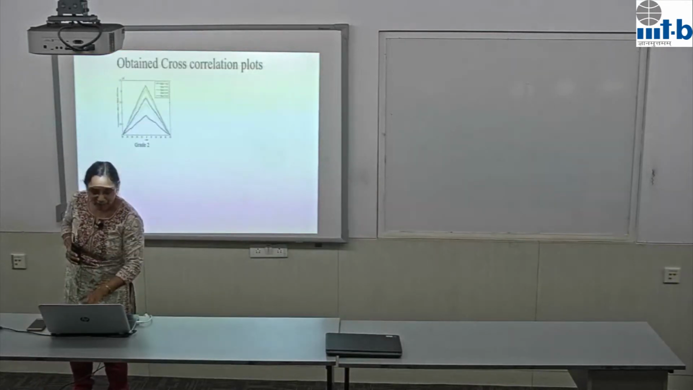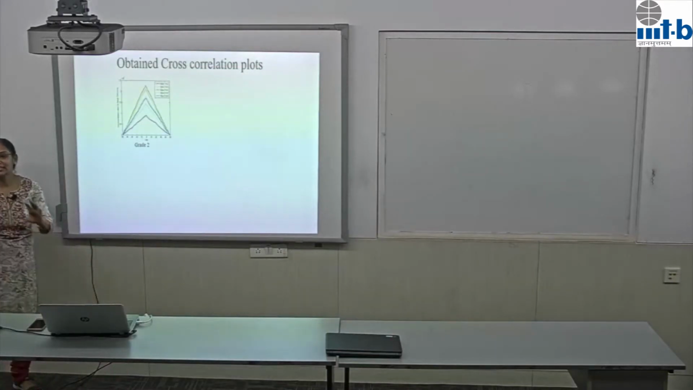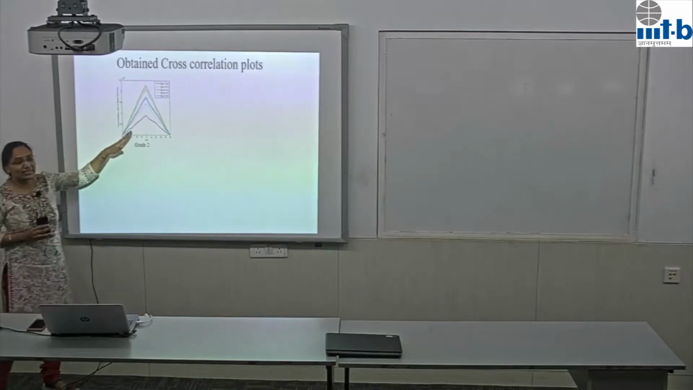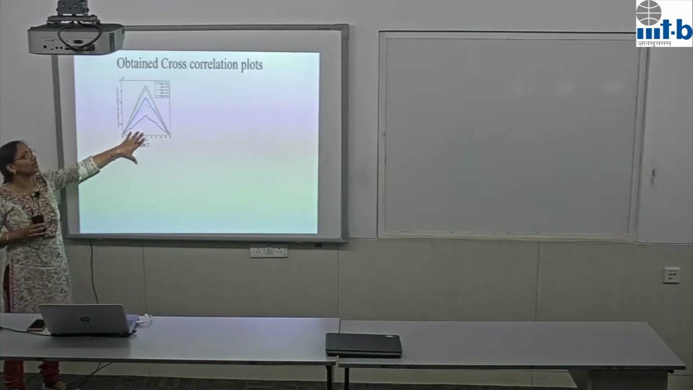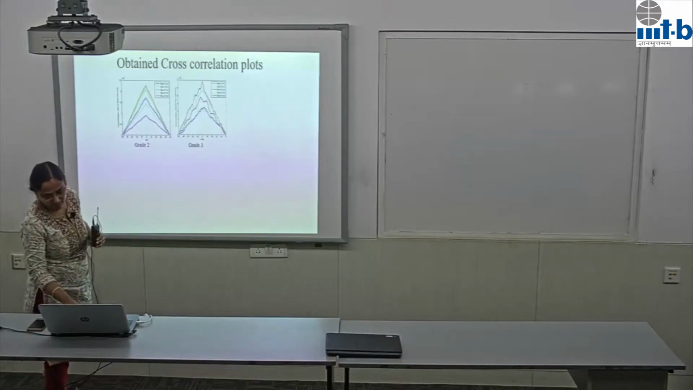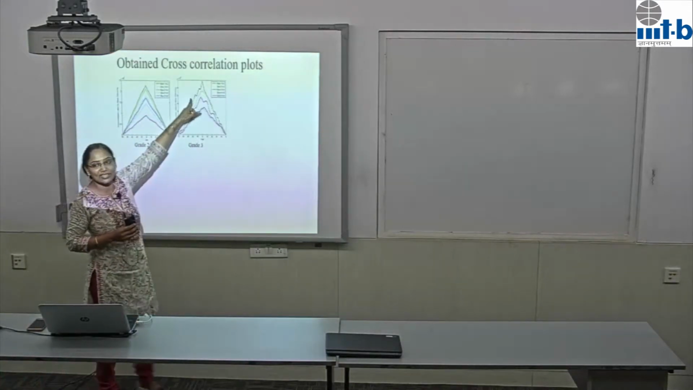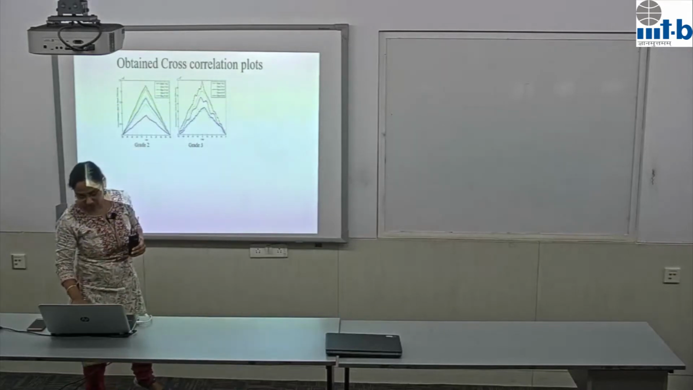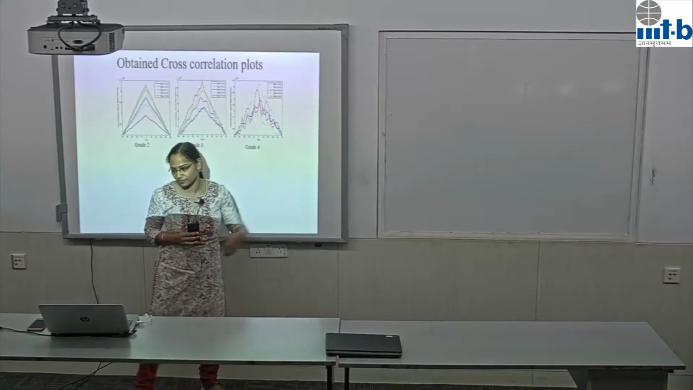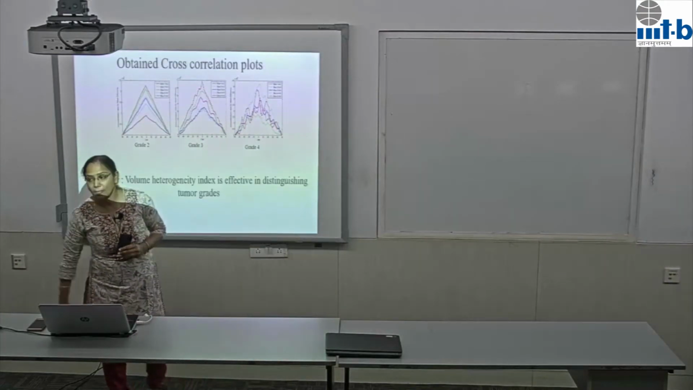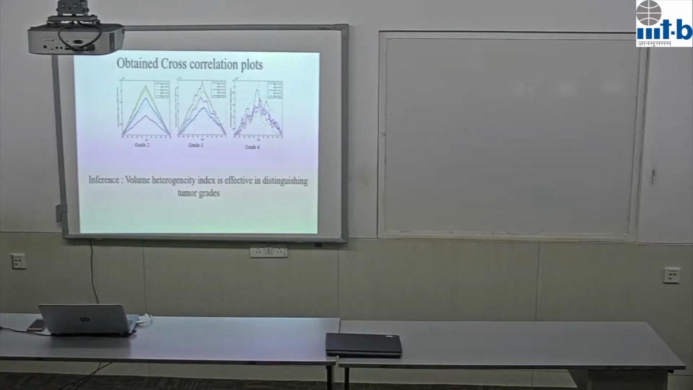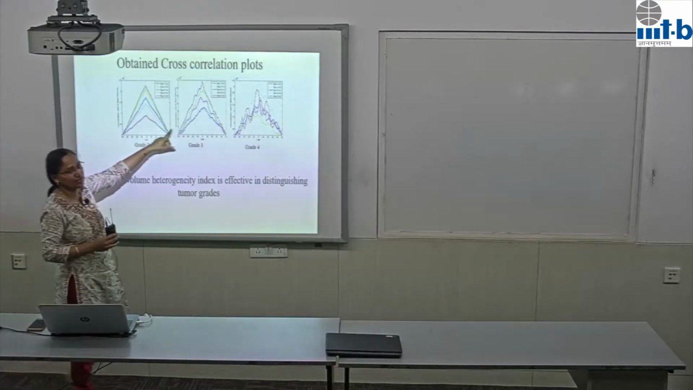And when you look at the cross-correlation plots, these fall exactly in line with what we had envisaged. An even tumor will give this kind of cross-correlation plot. Slightly uneven will result in a jagged plot, and highly heterogeneous will lead to very, very jagged plots. So the inference is that volume heterogeneity index is indeed effective in distinguishing tumor grades.